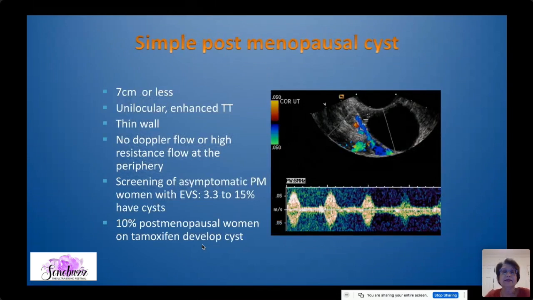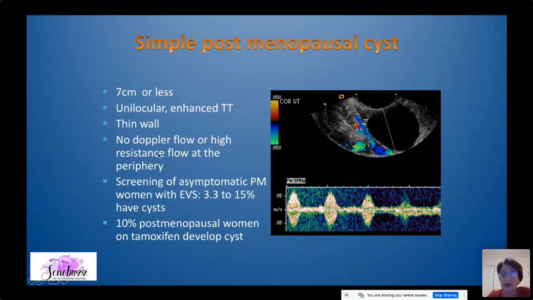And provided that it's unilocular, has a thin wall, and there is no color Doppler or just high resistance flow at the edge of the cyst, we've seen that in screening of asymptomatic postmenopausal women, about 3.3 to 15% will have these cysts. Particularly, 10% of postmenopausal women on tamoxifen will develop cysts. So it becomes a dilemma what to do with these.